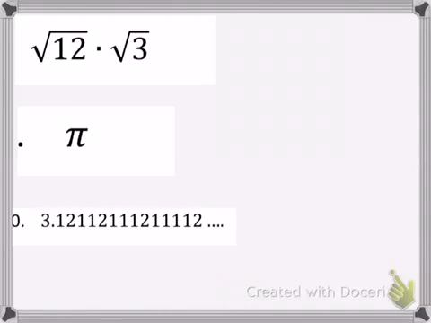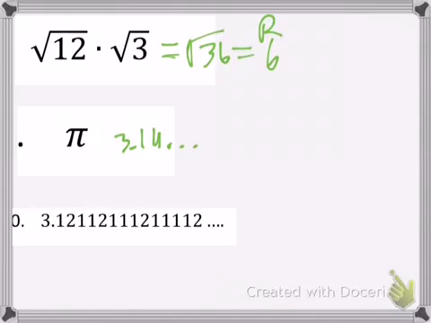Radical 12 times radical 3, that gives me radical 36, which is 6, which is rational. Pi, 1, 4, which is irrational. Non-terminating, non-repeating decimal.